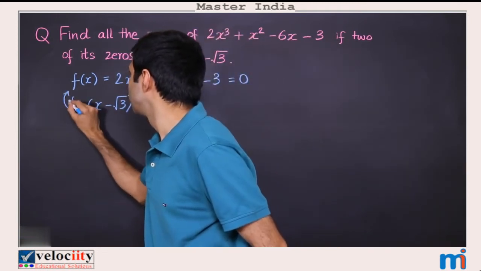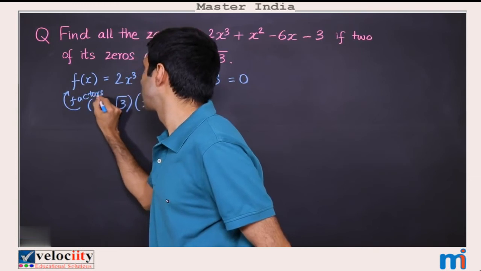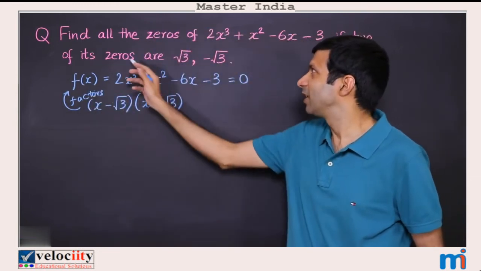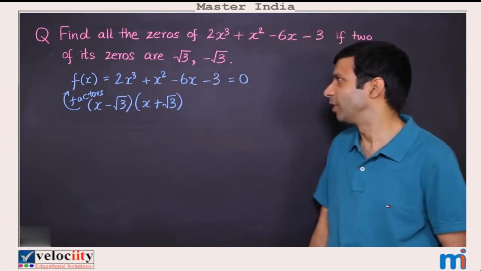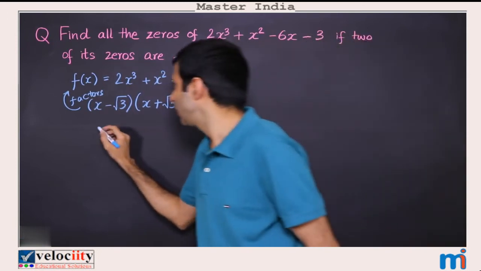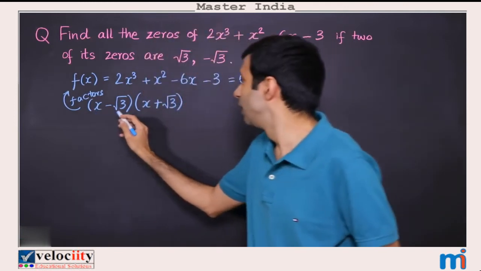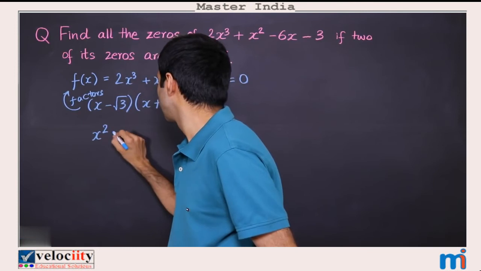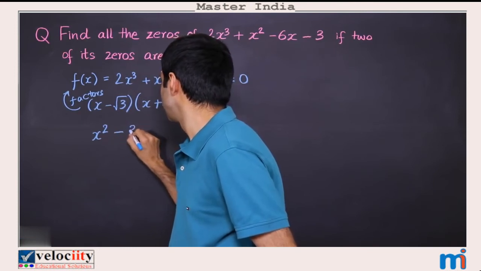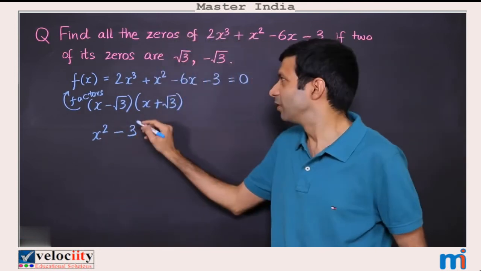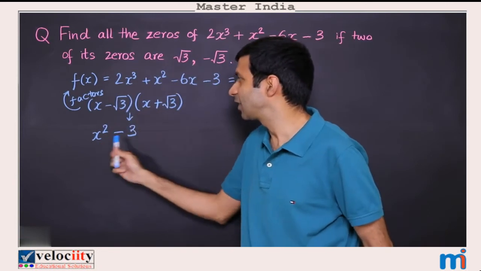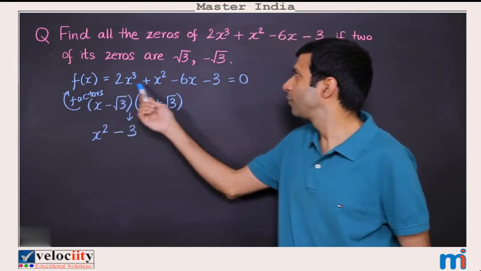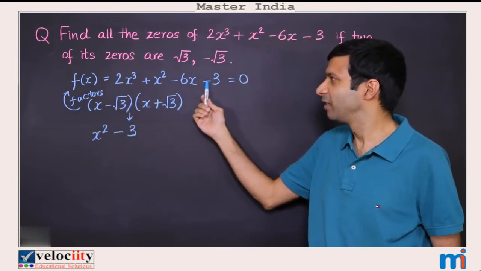So these are factors of fx because they divide it, because these are the zeros of this polynomial. So now if we multiply this, you can use a plus b into a minus b, and it's going to be x square minus 3. Multiplying these two out, we get x square minus 3. So x square minus 3 is a factor of this polynomial fx.